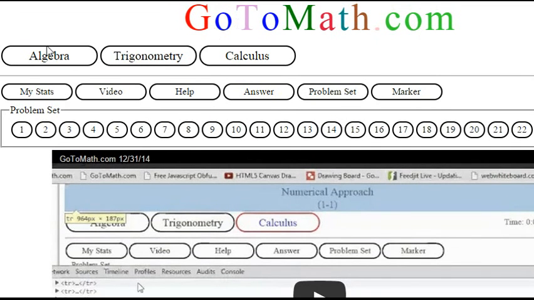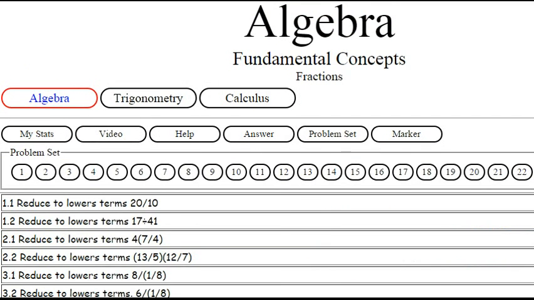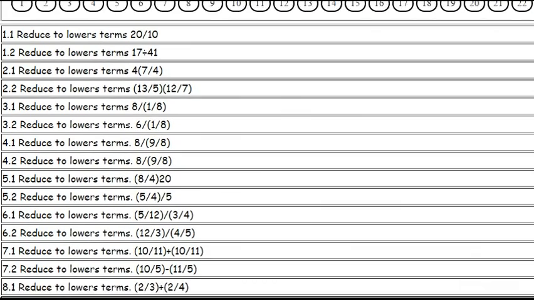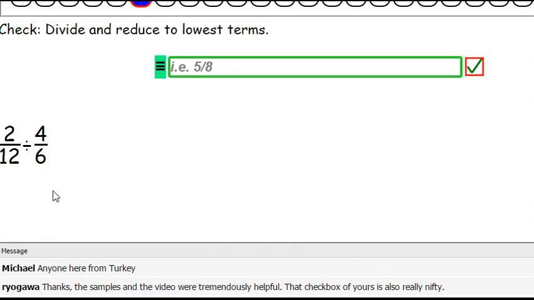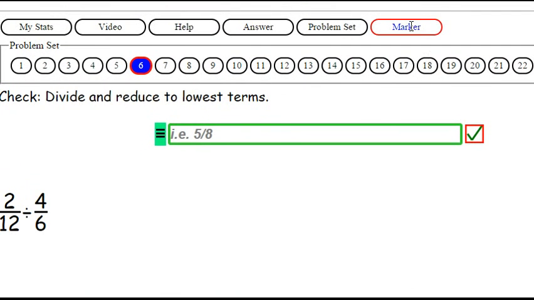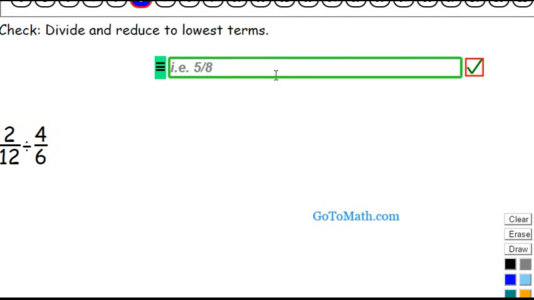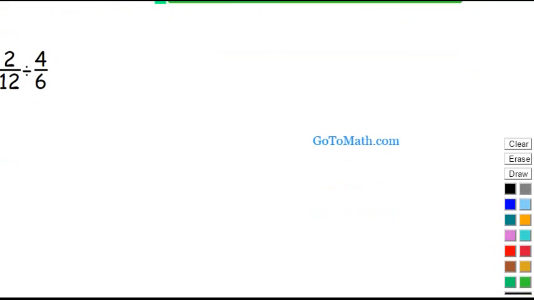Okay, we're over here at GoToMath.com. Click on the algebra. Let's go down to fractions. And what are we doing? 5.3, I believe. There is no 5.3. 6.1. I don't know what I'm thinking. Let's go to the marker board. Divide, reduce to lowest terms. Okay.